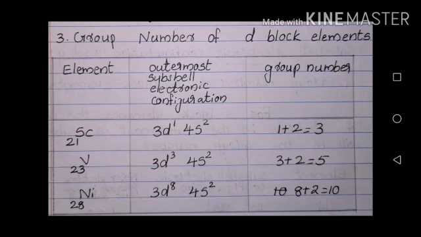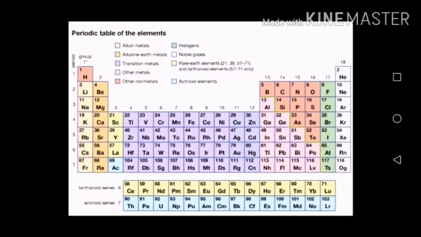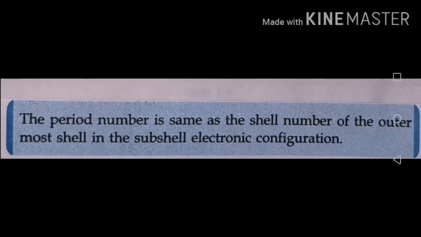Vanadium, group number 5. Nickel, group number 10. Now we studied the group number of S block, P block and D block elements. From the periodic table, we can understand the group and block of various elements. The period number is same as the shell number of the outermost shell in the subshell electronic configuration.